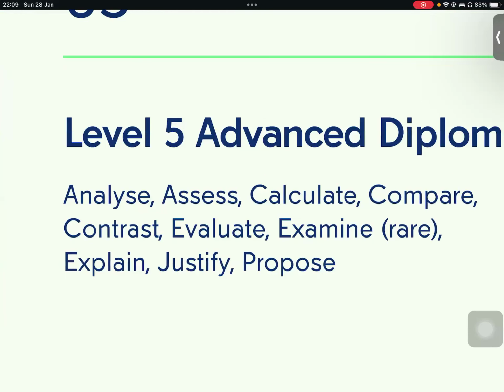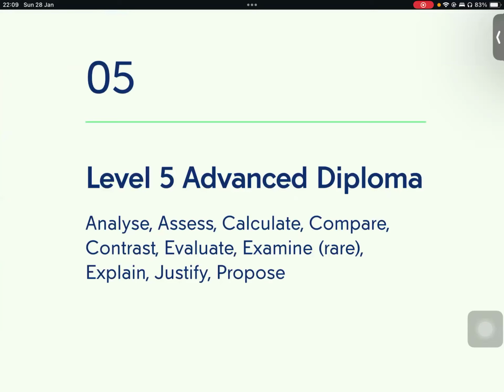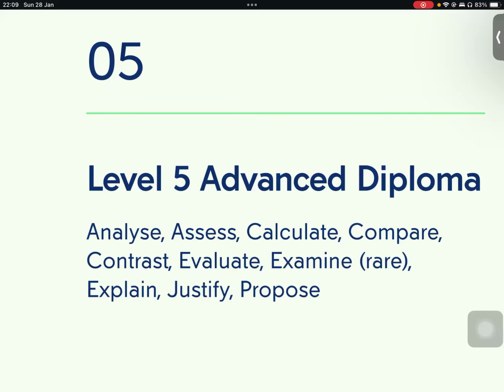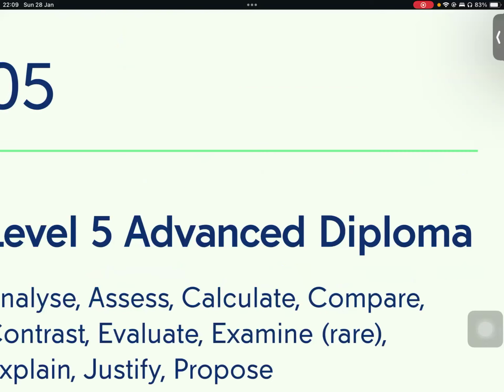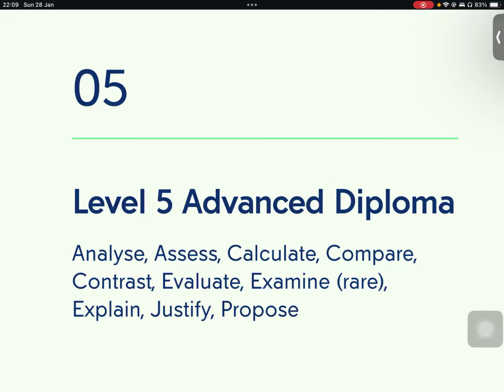With level 5 and level 6, CIPS often requires you to have a higher level of analysis. You can see that we have assess, compare, contrast, evaluate, examine, explain. Explain is also level 4. Justify or propose. So besides some common words in level 4 like analyze or explain, we have assess: assess the application of something, like whether it can be applied in the scenario, whether it can be applied in your situation or not.